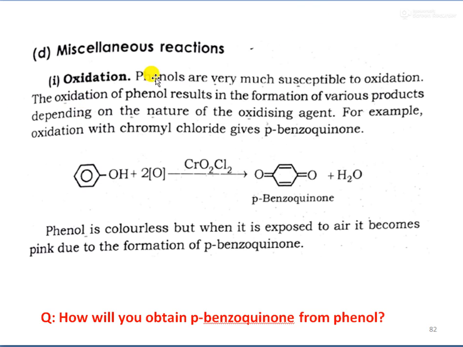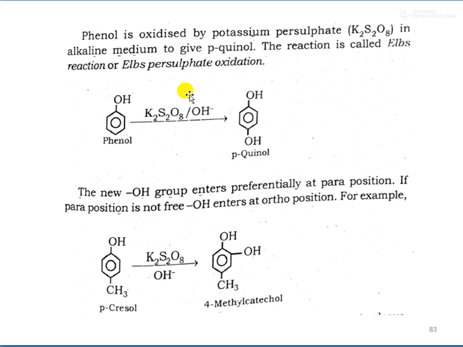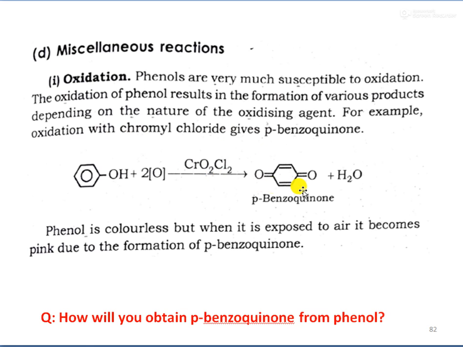There are also some miscellaneous reactions given in your text. First is the oxidation reaction using chromyl chloride. Para-benzoquinone can be formed from phenol. Other oxidizing agents like potassium persulfate can also be used for oxidizing, but this is less oxidizing, so only paraquinol is formed. In the other case, chromyl chloride is much stronger, so we get para-benzoquinone, that is, two oxygen atoms are double bonded to the ring.